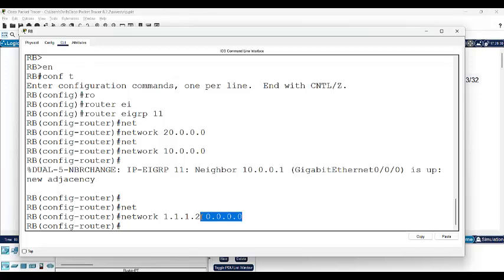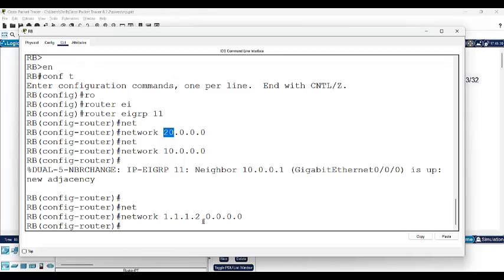No, sir. Can you explain again? I repeat again. When you don't mention wildcard mask, it will match only this 8-bit. Why? Because it is class A. Isn't it? 1 to 126 is what? Class A. Yes or no? IP address ranging between 1 to 126 is class A. So it will match only the first octet on the interface IP and then run EIGRP on that interface.